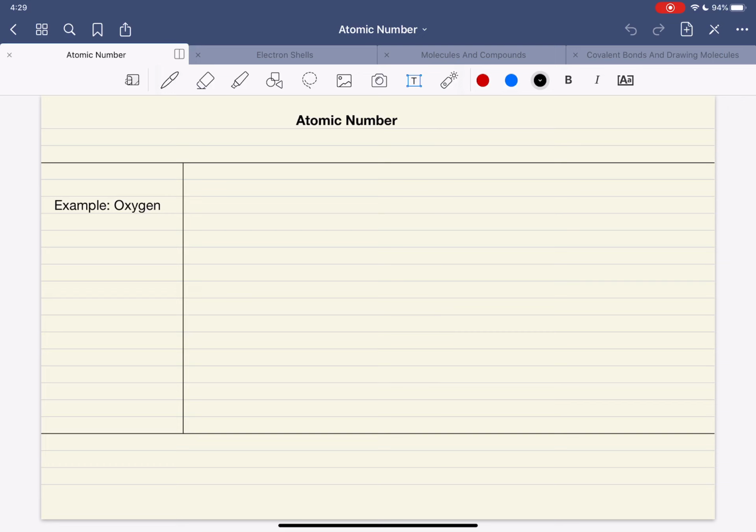So I'm going to use my notes just to write this out for you. So oxygen, okay, that's the chemical symbol, O. Atomic number 6. So what does that mean for us? That means that oxygen has 6 protons and 6 electrons. Okay, very basic, simple example.